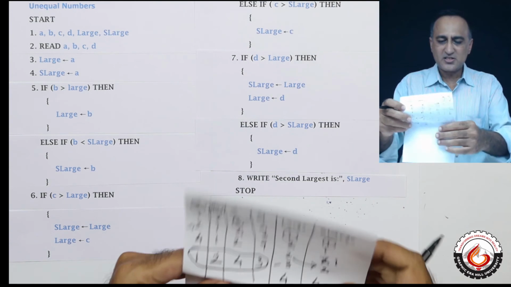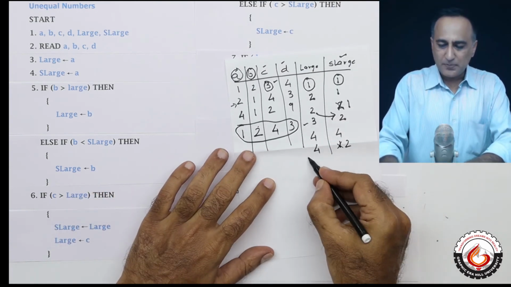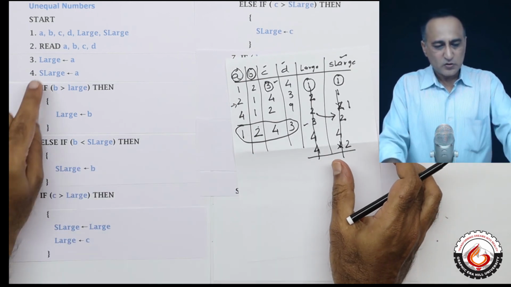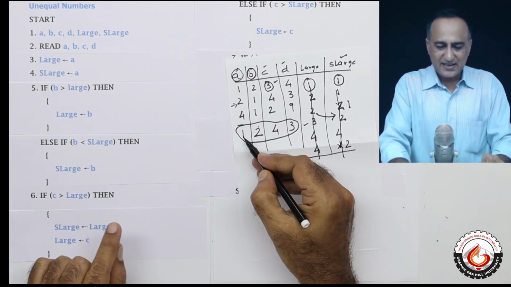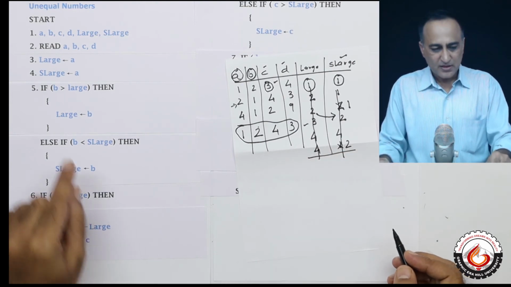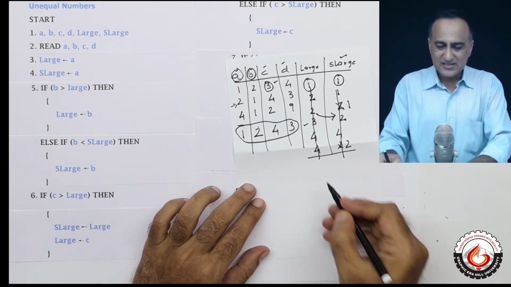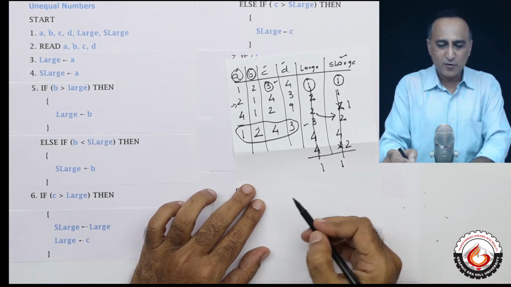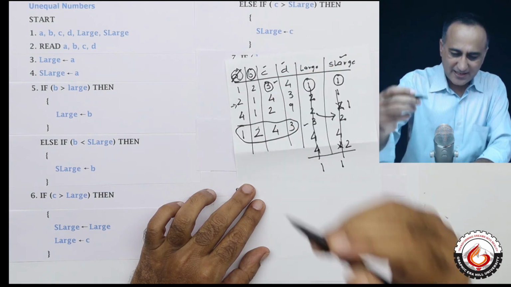So in order to test this input, I will also need to keep track of the value of large and second large. So I am reading A, B, C, D. A is 1, B is 2, C is 4 and D is 3. My large is A, second large is A. So my first large and second large happen to be 1, which is the value of A. So I have processed A now.